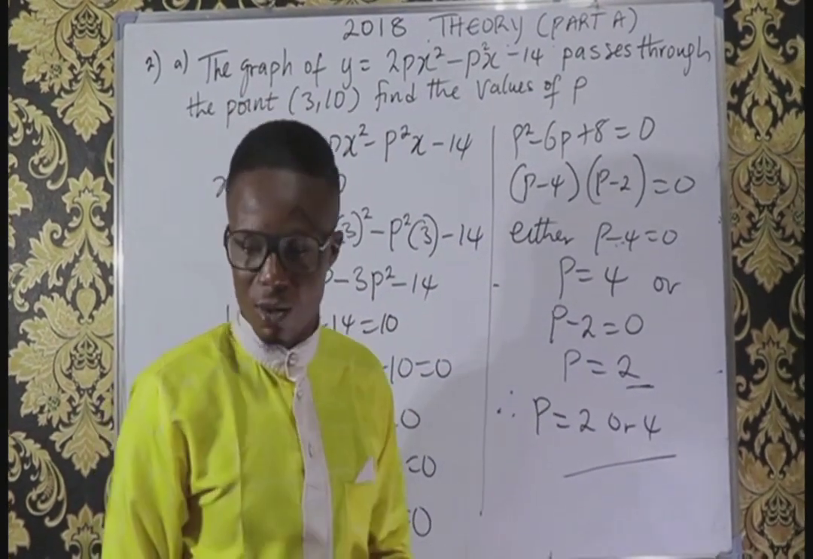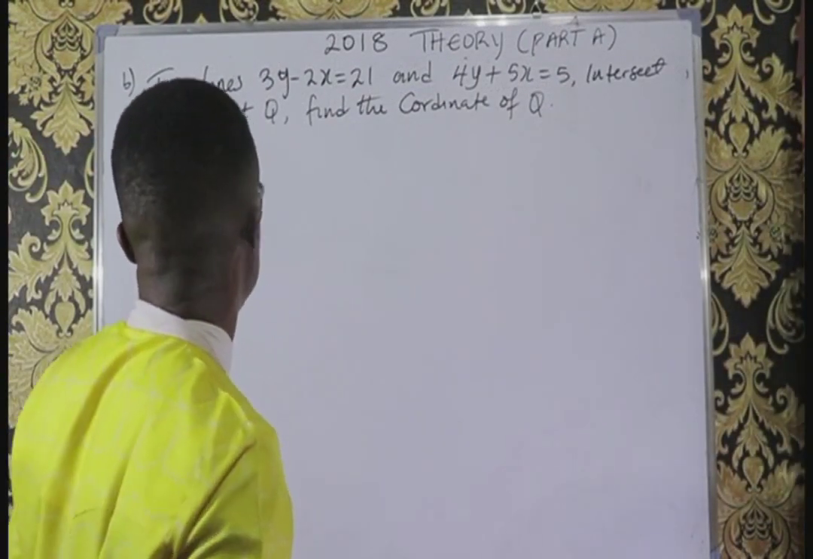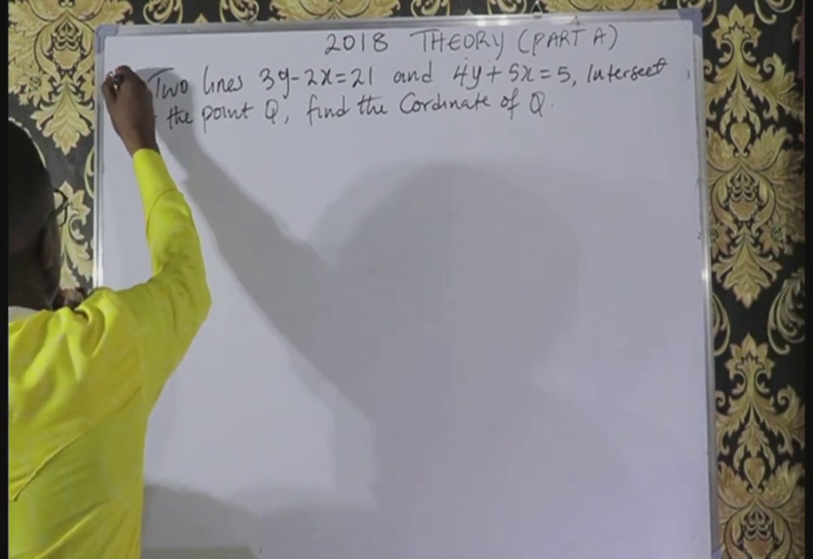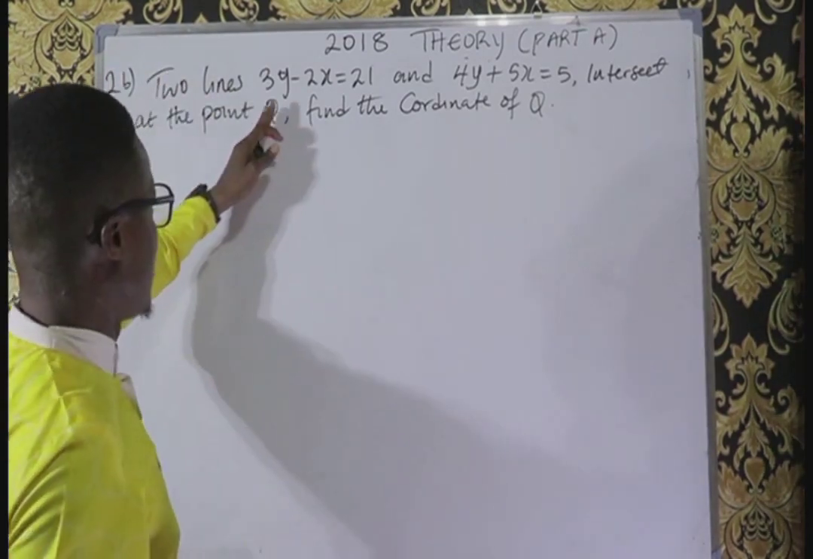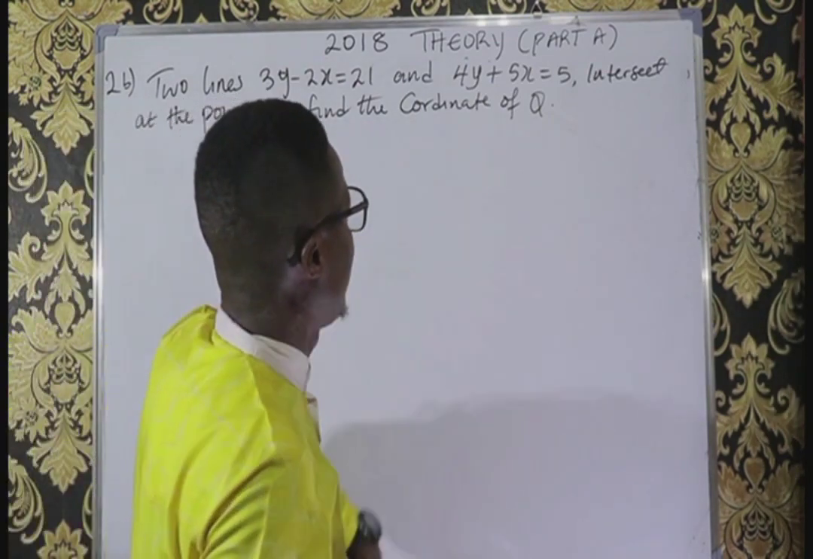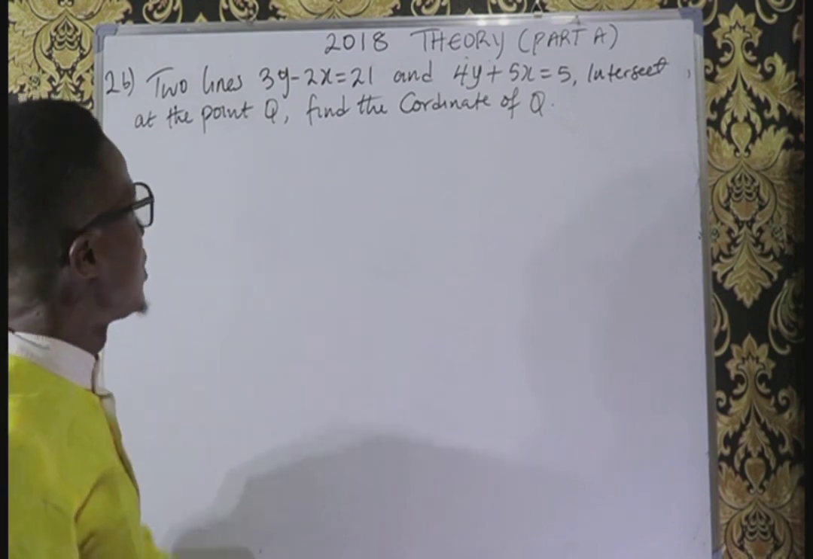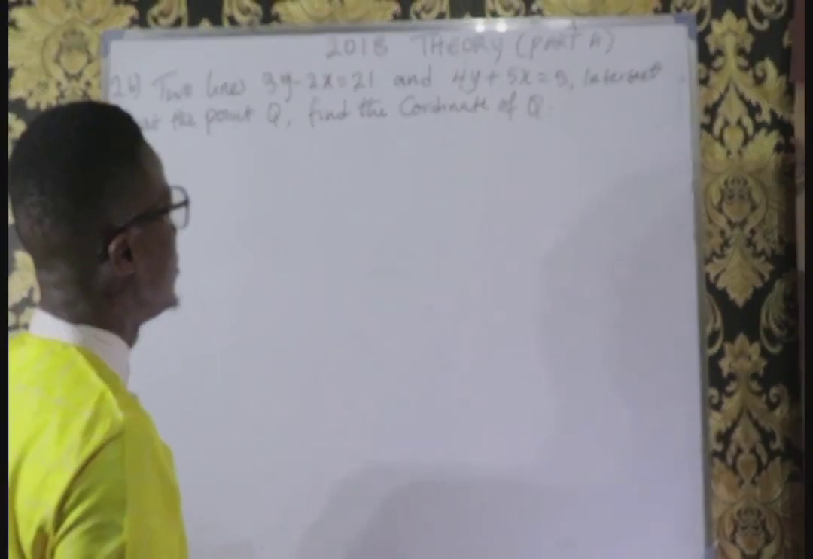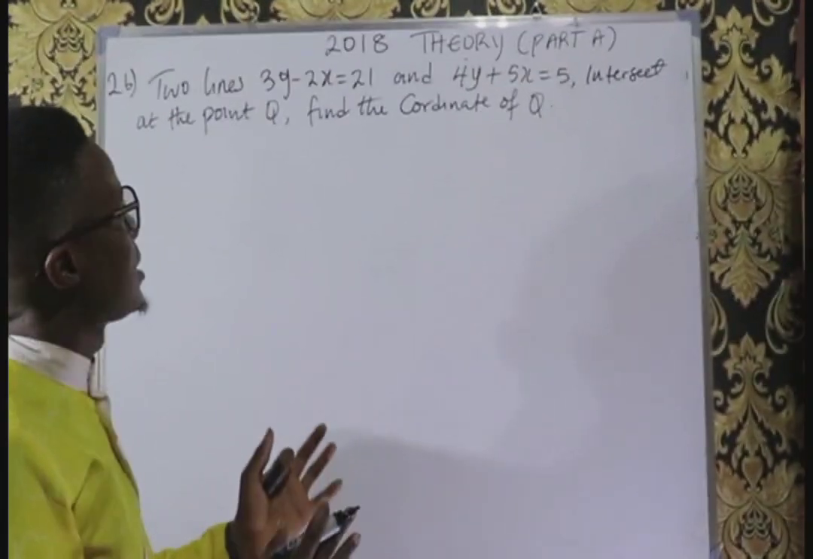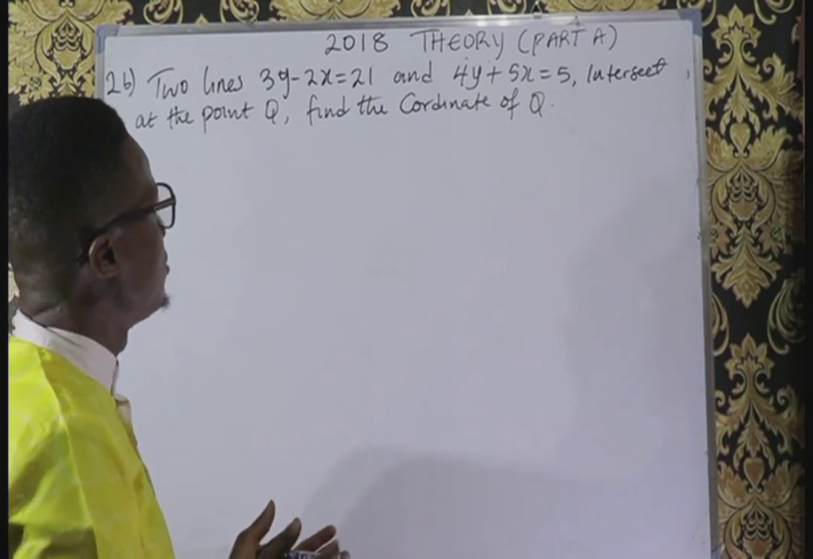So let's take the second question, number 2b. In question number 2b, we are told that two lines, 3y minus 2x is equal to 21 and 4y plus 5x is equal to 5, intersect at the point Q. Find the coordinate of Q. If two lines intersect, you can solve them simultaneously. You can equate them and solve.